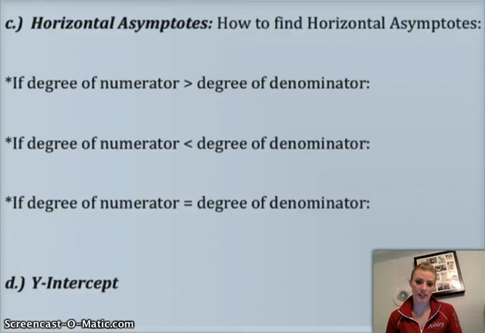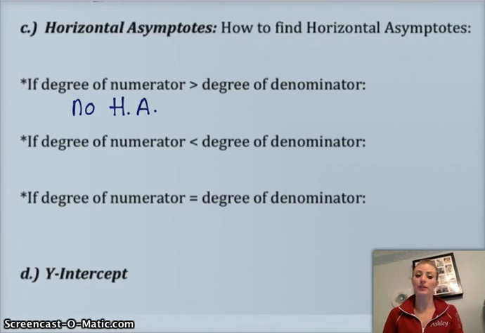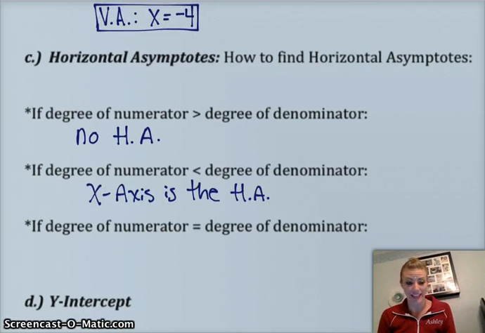Okay, in the first case, if the degree of the numerator is bigger than the degree of the denominator, you don't have a horizontal asymptote at all. Now, if the degree of the numerator is smaller than the degree of the denominator, then the x-axis is the horizontal asymptote. And lastly, if the degree of the numerator is the same as the degree of the denominator, then really, when in standard form, the ratio of the leading coefficients, old vocab, look it up if you don't remember, the ratio of the coefficients is the horizontal asymptote.